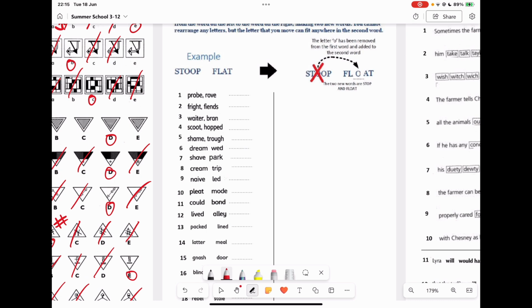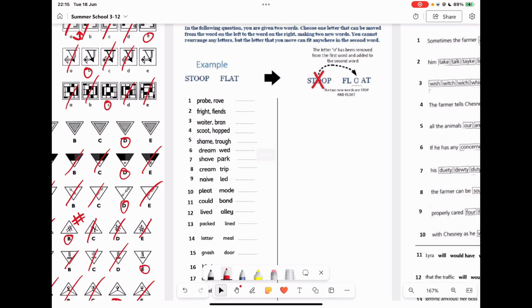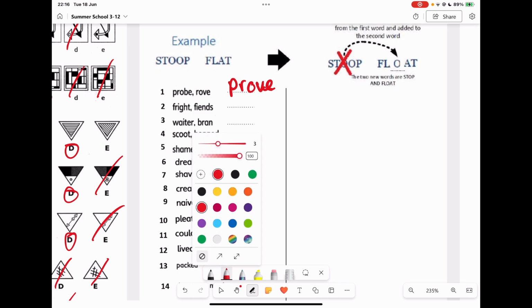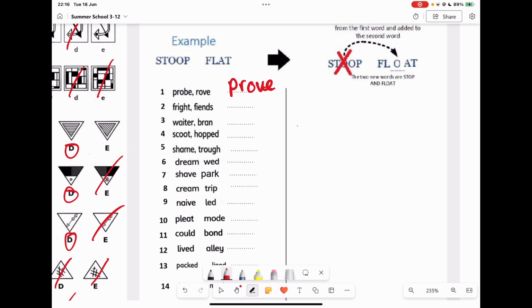So what we're going to have here is robe and prove. So we can write prove here. I'll just reduce my font size for this one. Okay, then we have fright and fiends. So here we're going to have fight and then friends. Okay, and then we have waiter and bran. So we're going to have water. Well, I won't write the water, but we'll have brain.